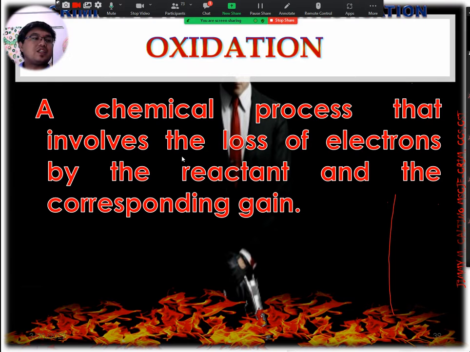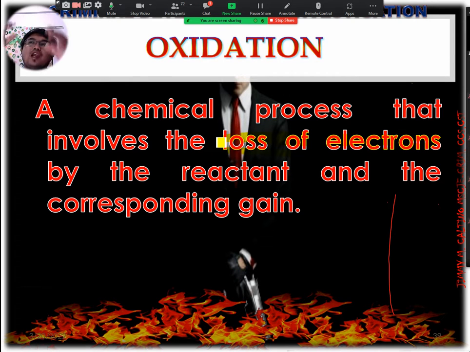The chemical process that involves the loss of electrons by the reactant and corresponding gain. Iyun nga lang, no? Ang definition niya dito, the chemical process that involves loss of electrons. Sir, paano ma-explain 'yan? Okay? Ang alam ko ang oxidation, pero pag lumabas yung definition niya, medyo nag-iba na. Okay? So same pa rin 'yan. Sabi niya, loss of electrons.